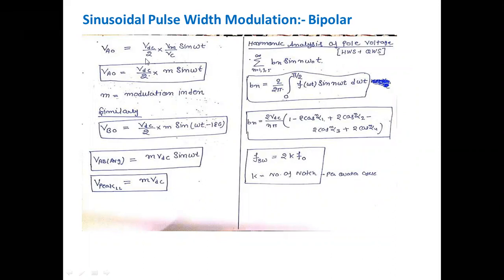Here I write the equation: VDC by 2, or what I get, VR upon VC. VR was your reference signal, and the reference signal is your AC signal. What we can write? The AC signal is Vm sin omega t, and this is your carrier signal, and this Vm upon Vc will give you the modulation index. So VAO is given as VDC by 2 into M sin omega t, where M is equal to the modulation index. Similarly, you can write the equation for VBO. VBO will be VDC by 2 into M sin omega t minus 180.